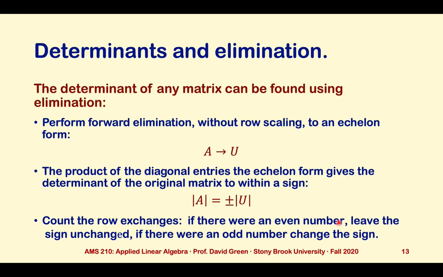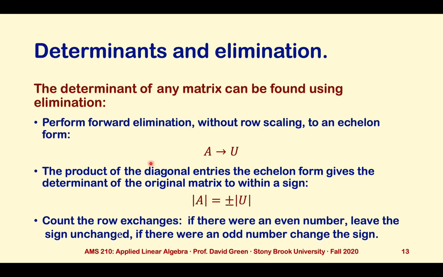We really take 3 simple steps. We first of all perform forward elimination to an echelon form, being careful not to do row scaling. Remember, not to multiply rows by scalars in order to simplify the arithmetic in some way. If we do that, it changes the result in a way we would have to keep track of. This is the same requirement as we need in LU decomposition. So perform forward elimination to an echelon form.